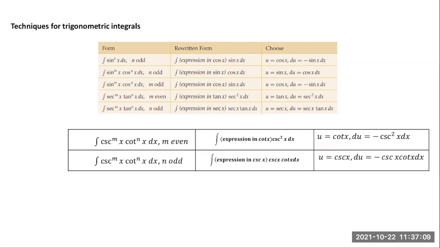And the next type is if you have a trigonometric function of this form, cosecant mx times cotangent nx with n is odd, then you need to rewrite this original integral in this form. You need to write cosecant x cotangent x dx at last, and then you write the remaining thing in terms of cosecant x. In that case, your substitution is going to be u is equal to cosecant x.